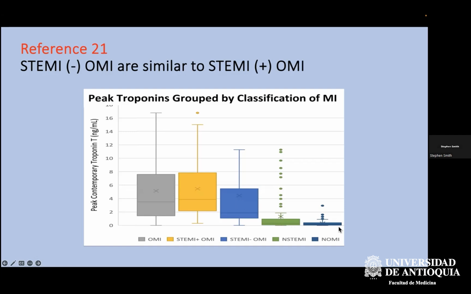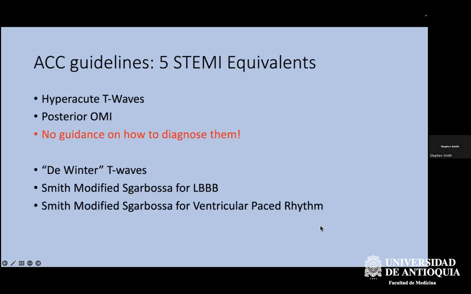That is absurd, that these two groups get lumped into this group. This group has much higher mortality, much higher biomarkers, worse LV function. It's much more similar to STEMI. So let's have OMI, NOMI, okay? The ACC guidelines mention STEMI equivalents, hyperacute T waves and posterior OMI, but they give no guidance on how to diagnose them. They also mention De Winter T waves, and they mention the Smith modified Sgarbossa criteria for left bundle branch block. That's the criteria I developed, and the Smith modified Sgarbossa criteria for ventricular paced rhythm.